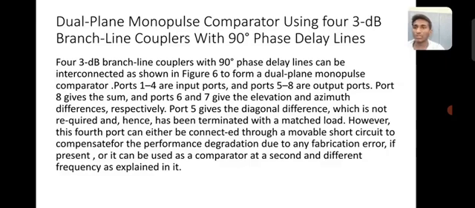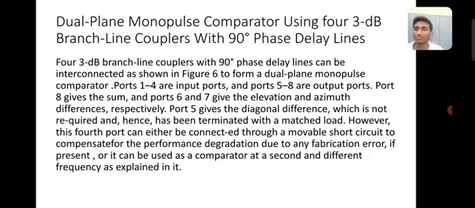So coming to the dual plane monopulse comparator using 4 dB branch line couplers with 90 degree phase delay lines. So 4 dB branch line couplers with 90 degree phase delay lines can be interconnected as shown in figure 6 to form a dual plane monopulse comparator. Ports 1 to 4 are input ports and ports 5 to 8 are output ports. Port 8 gives the sum and ports 6 and 7 give the elevation and azimuthal difference respectively.